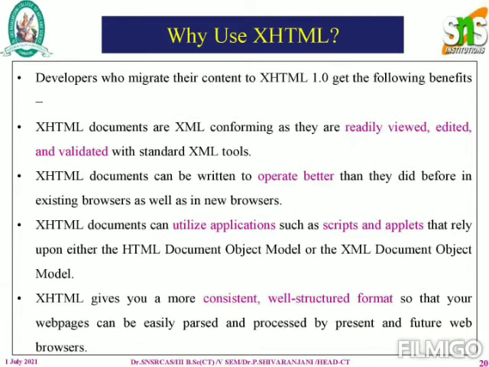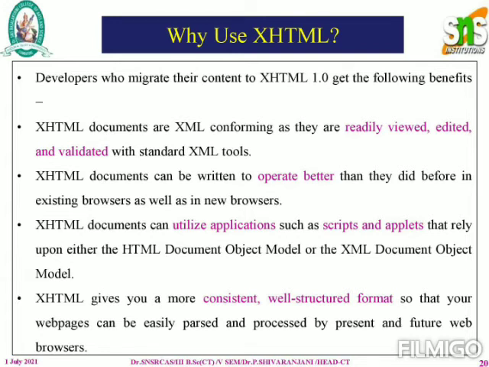The first one is that XHTML documents are XML conforming, as they are readily viewed, edited and validated with the standard XML tools. The second thing is that XHTML documents can be written to operate better than they did before in existing browsers as well as in new browsers. XHTML documents can utilize applications such as scripts and applets that rely upon either HTML document object models or XML document object models.